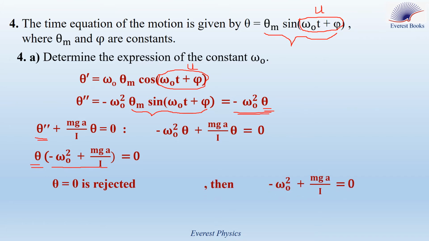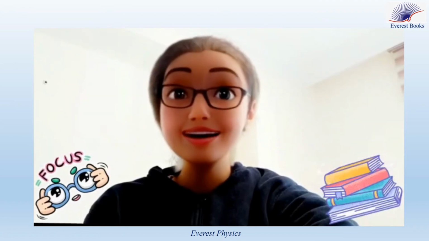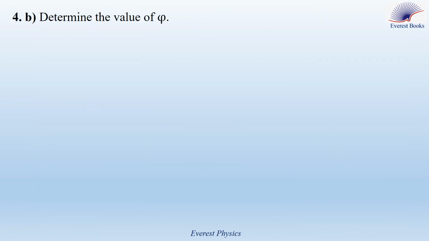Minus omega 0 squared plus mga over I is equal to 0, which means that omega 0 squared is equal to mga over I. Now take the square root of both sides. This is going to be omega 0 is equal to the square root of mga over I. Focus, please. This is important.